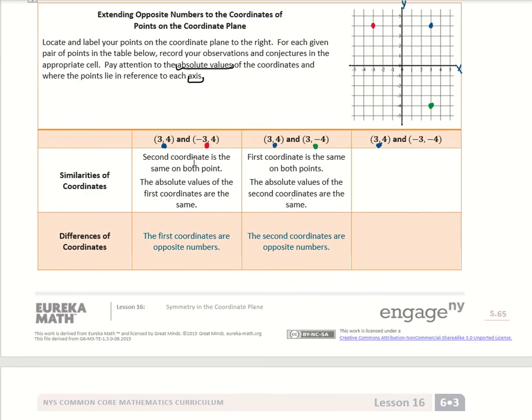We have one more point to go through. This one, we have 3, 4, and -3, -4. So -3, -4, we haven't seen before. We're going to make this our orange point. So -3, -4, that tells us to go to the left 3, down 4. So that's going to be right here.